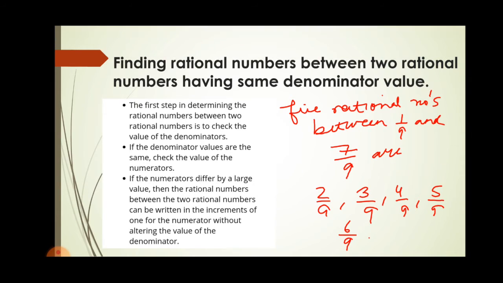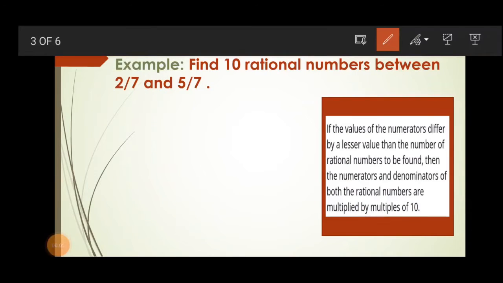Let's do one more example. Find 10 rational numbers between 2 by 7 and 5 by 7. In both the numbers, the value of the denominator is the same, which is 7. But the value of the numerators differ by a lesser value than the number of rational numbers to be found. So, in this case, the numerator and denominator of both the rational numbers are multiplied by a multiple of 10.